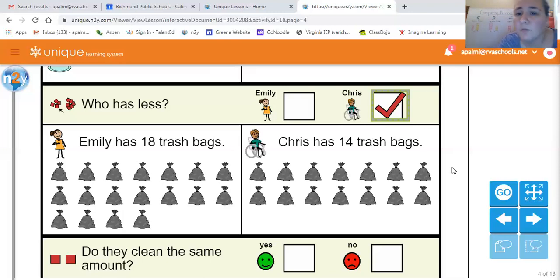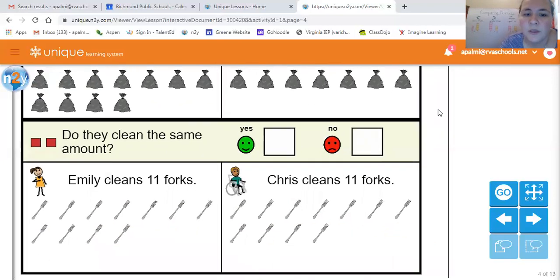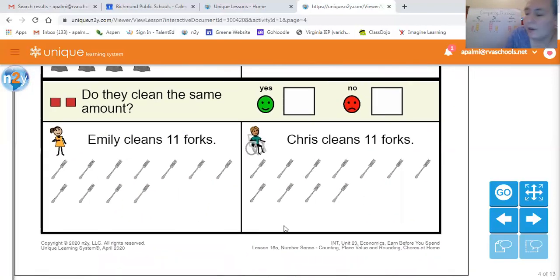Great job. There is one more question on this page, and we are going to count out how many forks they have and see who has more or less. Our question for this problem says, do they clean the same amount? So we want to know if these two numbers are equal to each other, okay? Our alligator is going to be confused because they're the same and he doesn't know which one he wants.